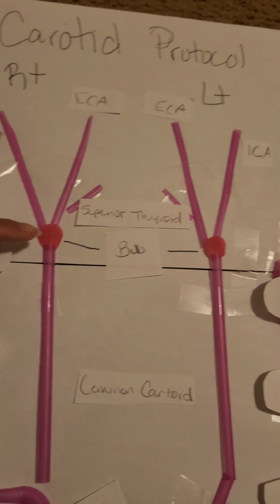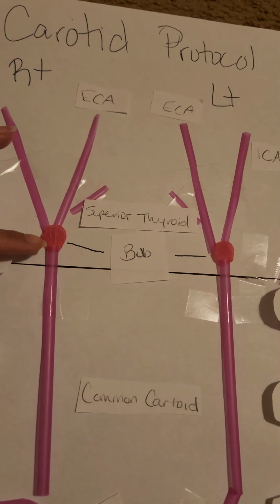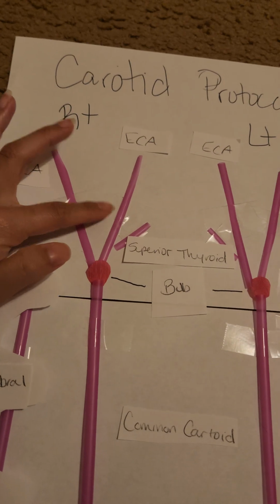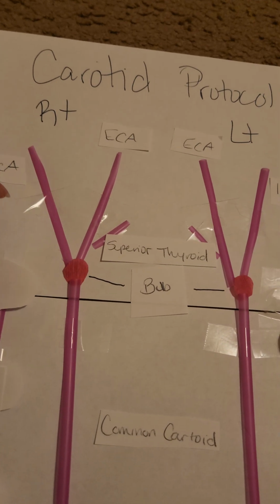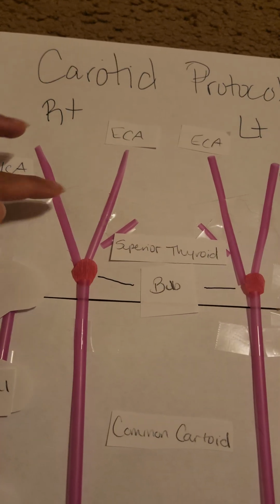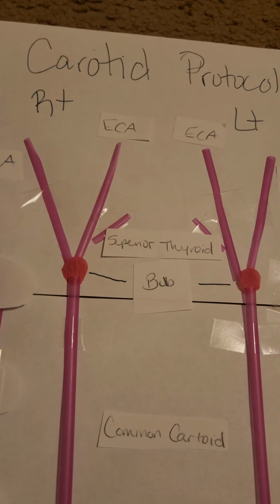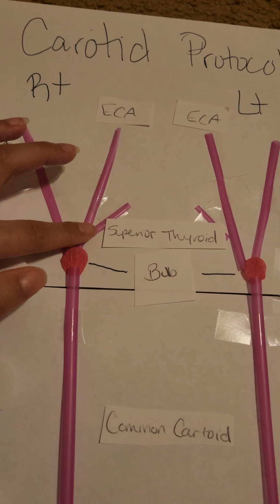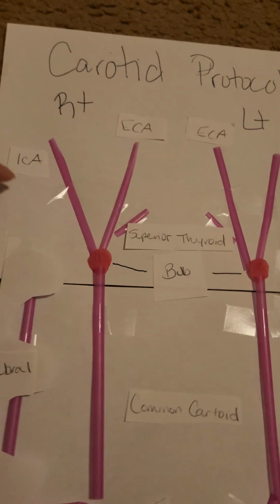We're going to get to the bulb after our common carotids. And typically our ECA is going to be medial and anterior to our ICA, and it will always have the superior thyroid branch coming off of it.